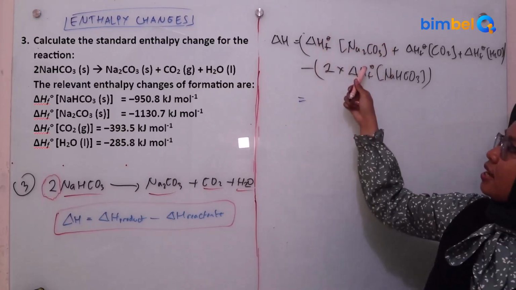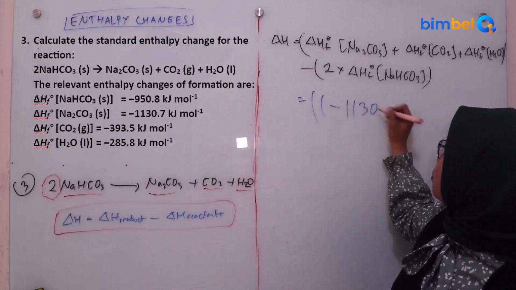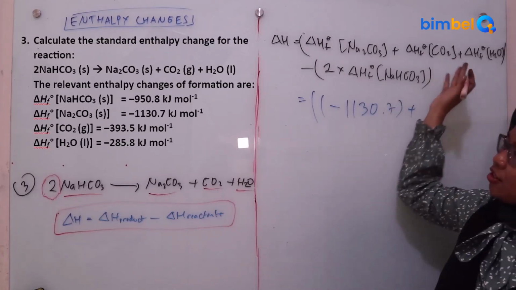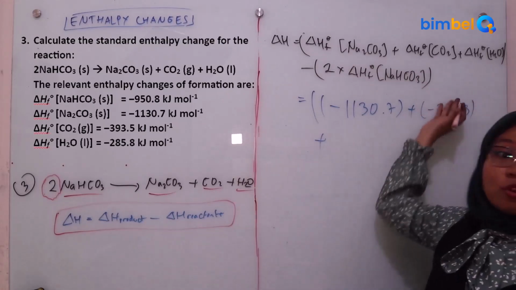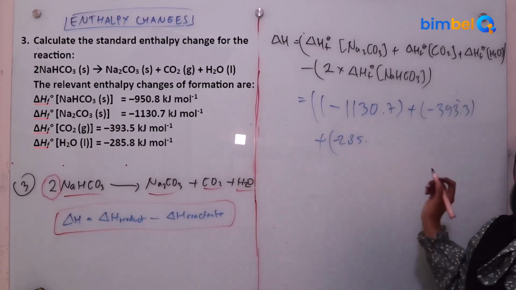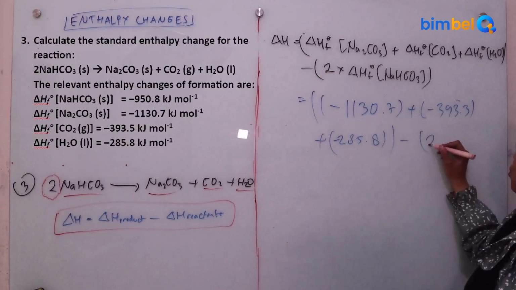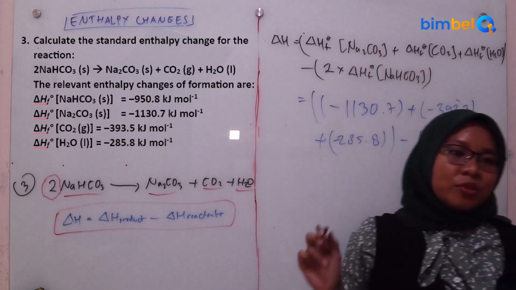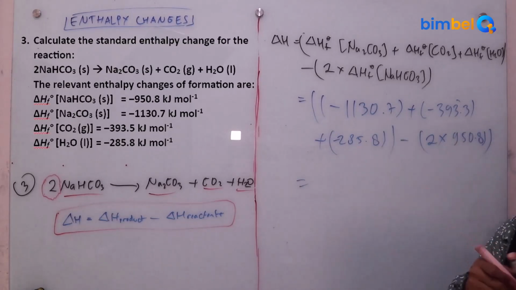So we have this data from here. We can just write down right here minus 1130.7 plus delta HF for carbon dioxide, which you can see right here, and then plus delta HF for water, which you can also see right there, minus, don't forget the minus, and then minus, you have to remember there's 2 times the enthalpy change for sodium hydrogen carbonate. Now we can just calculate this.